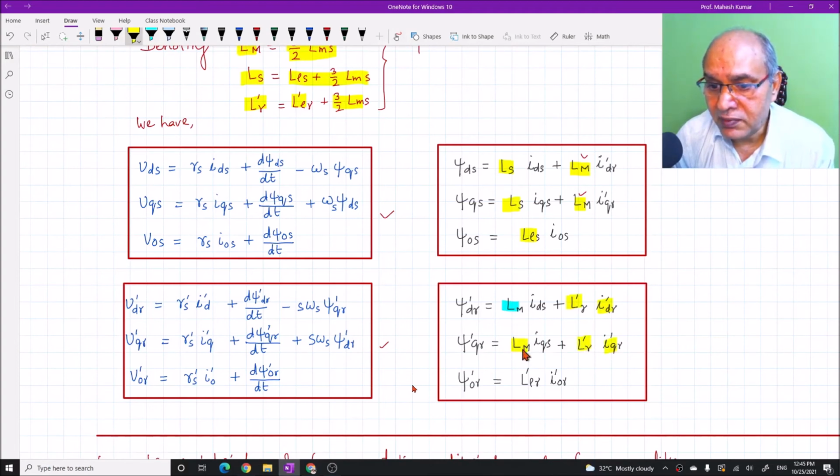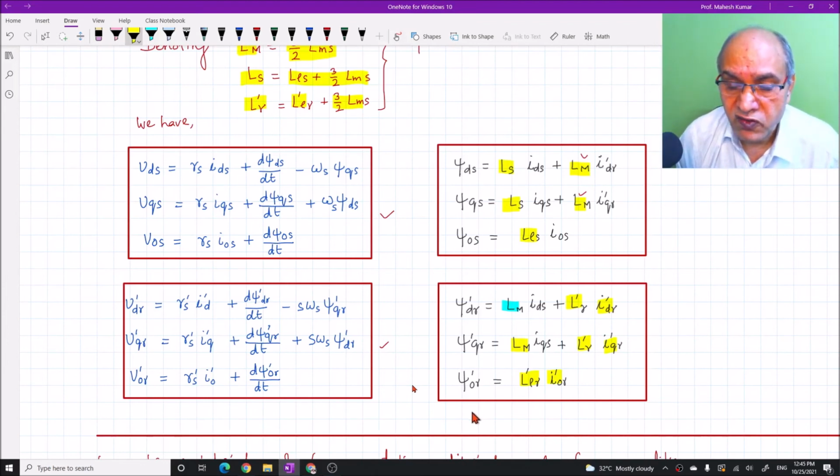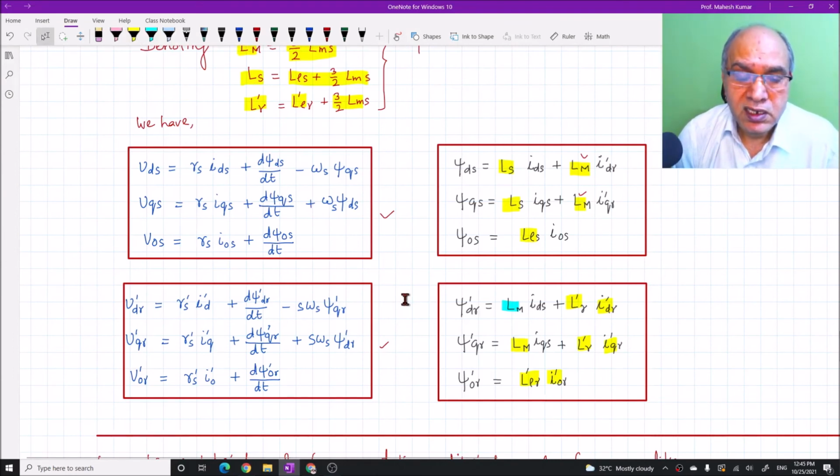This is LM and LM, and this is LLR dash, ILR dash. Now you see there is a significant simplification from ABC frame of reference to DQ0 frame of reference. Let us compare one to one and see what advantage we are getting in transforming the ABC quantities to DQ0 quantities. And why did we transform?